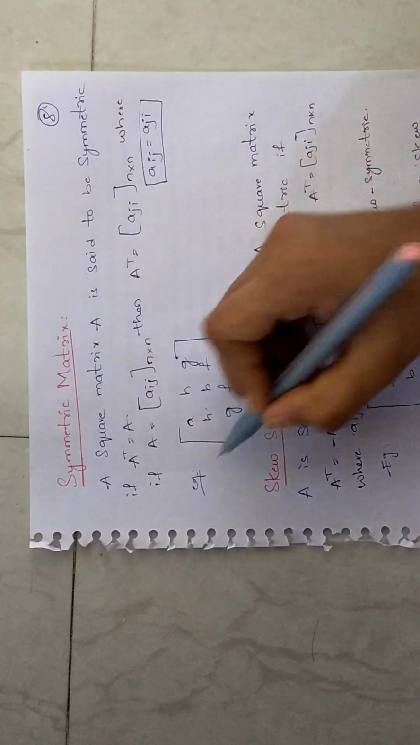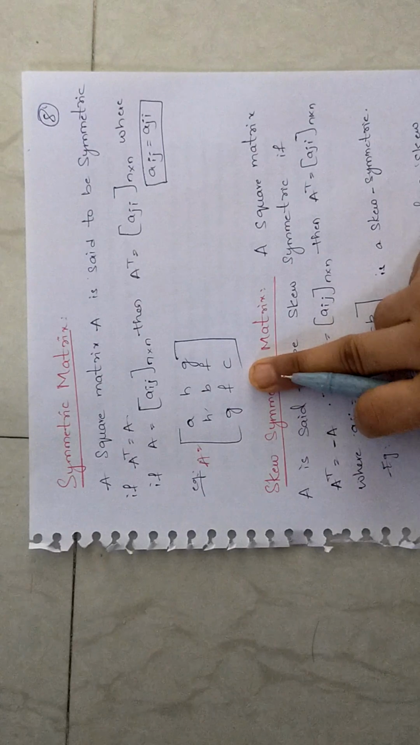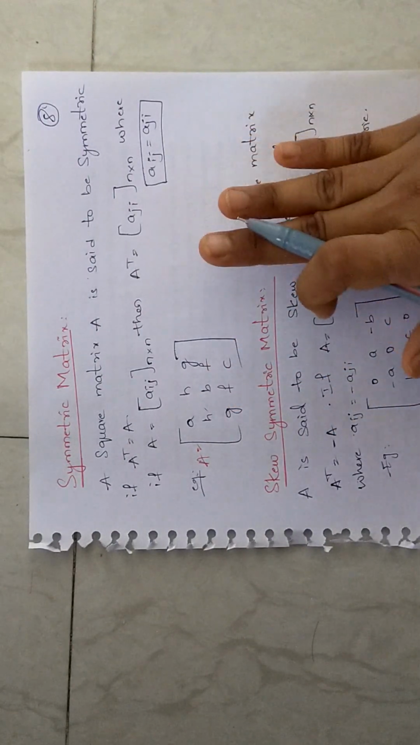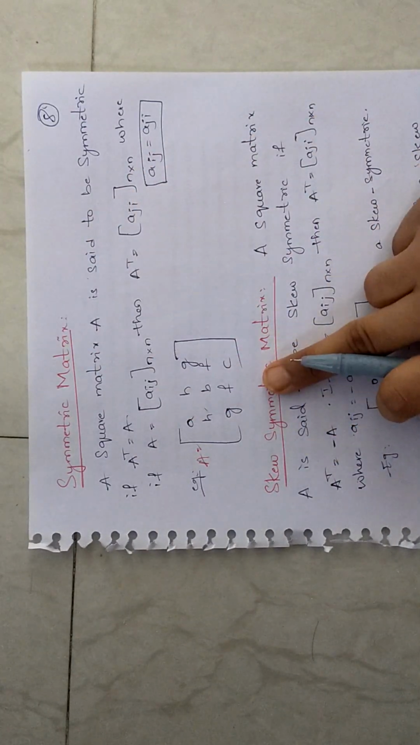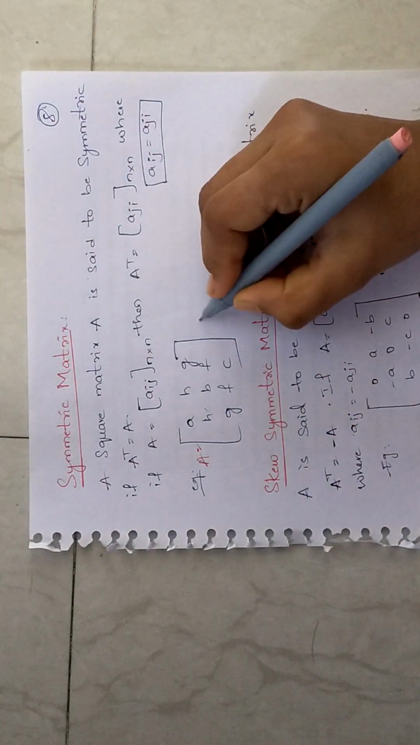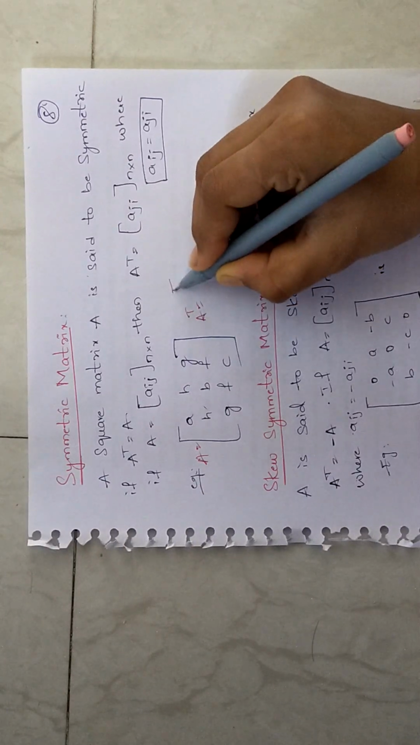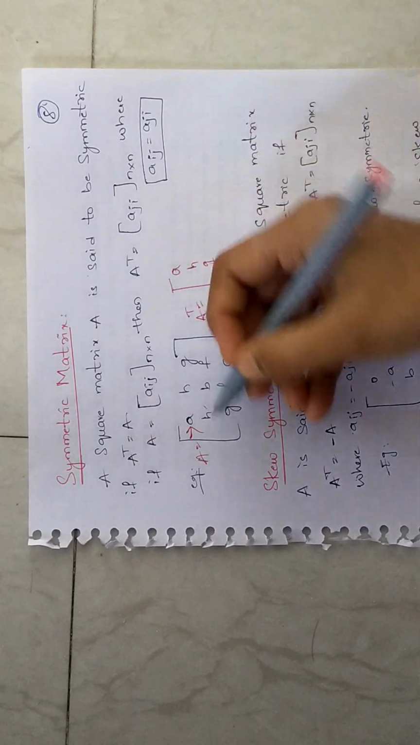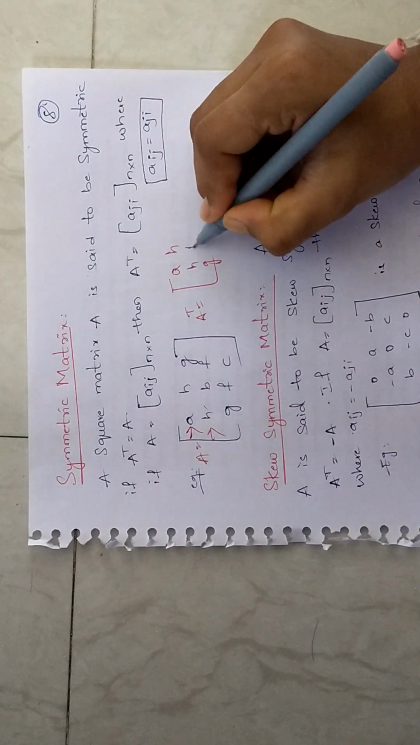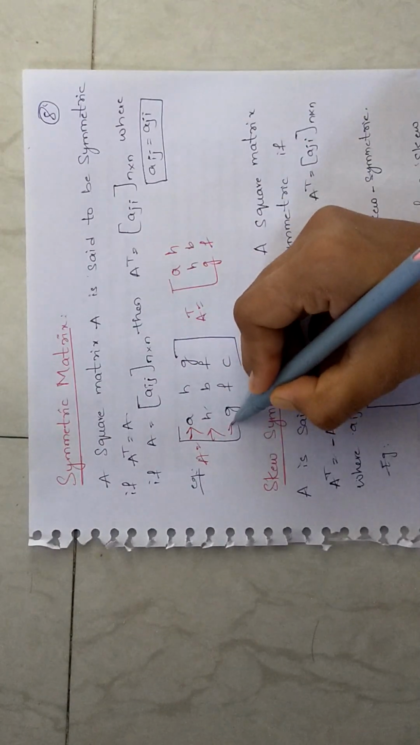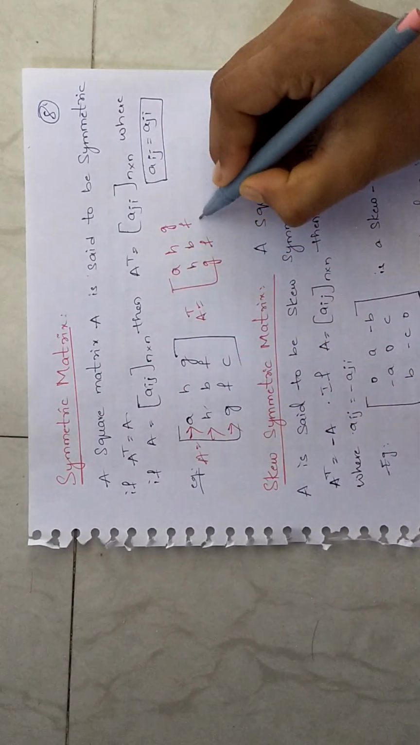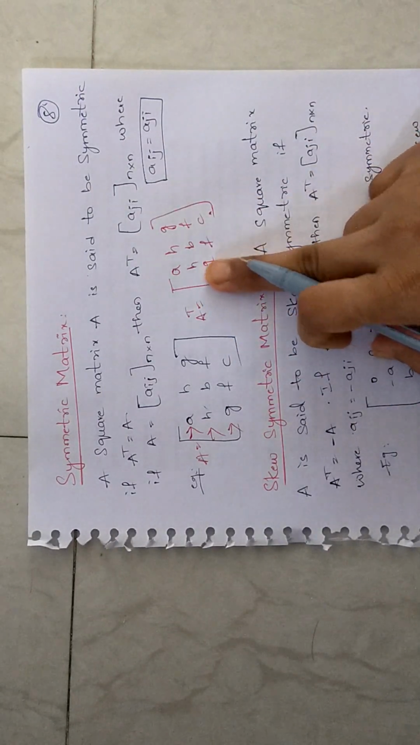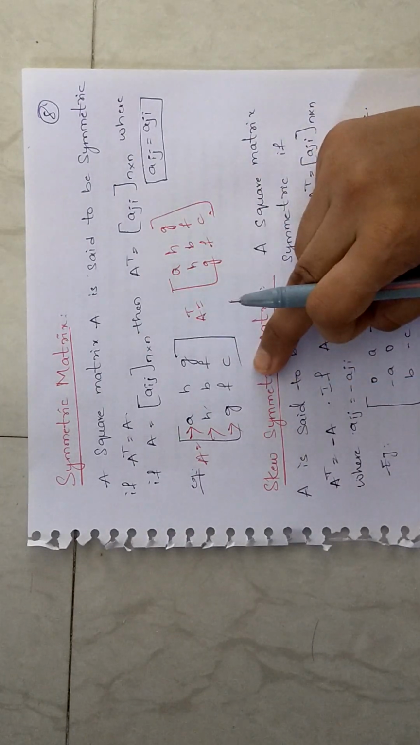See, for example, this is the given matrix A. Now I'll write the transpose of it. If the transpose matrix is the same as the original, then it is called a symmetric matrix. I'll take the first row and write it as the first column, then the second row as the second column, and the third row as the third column. Now check whether both matrices are the same. Yes. So this matrix is said to be a symmetric matrix.